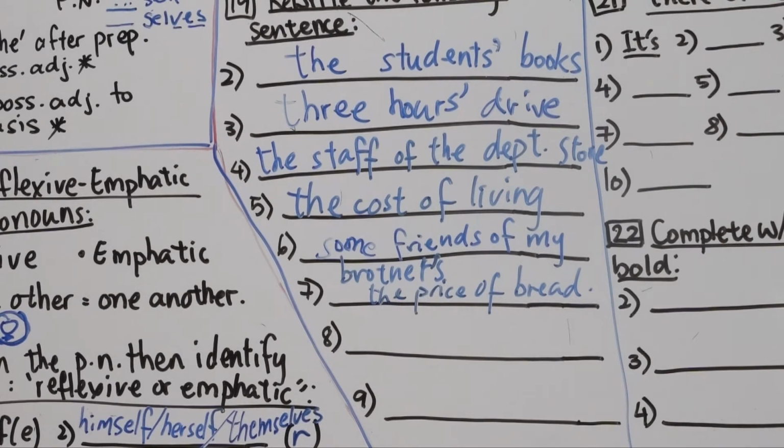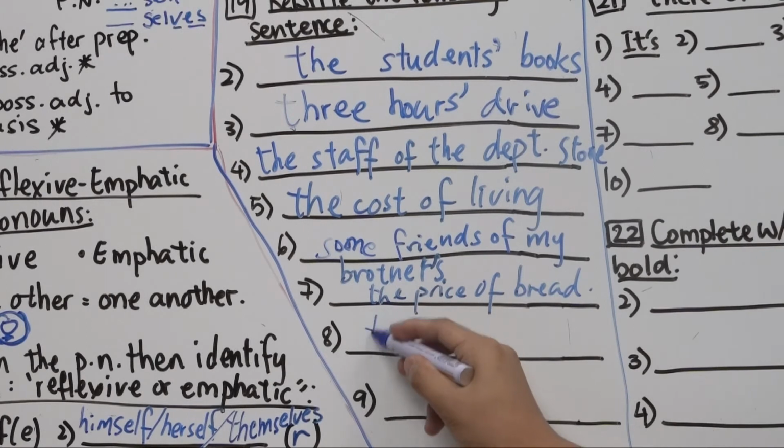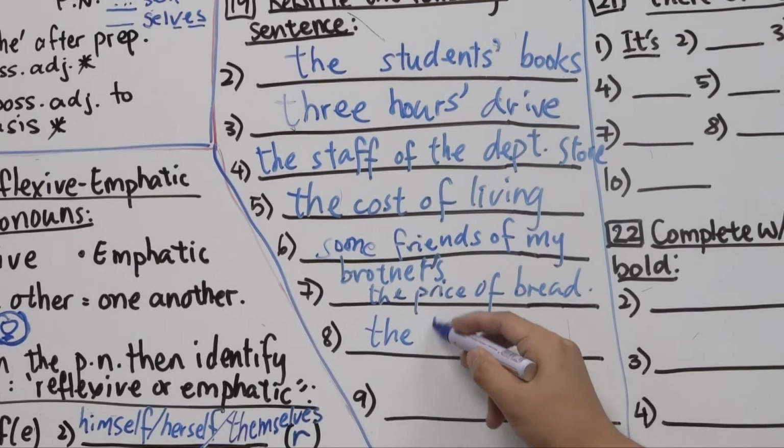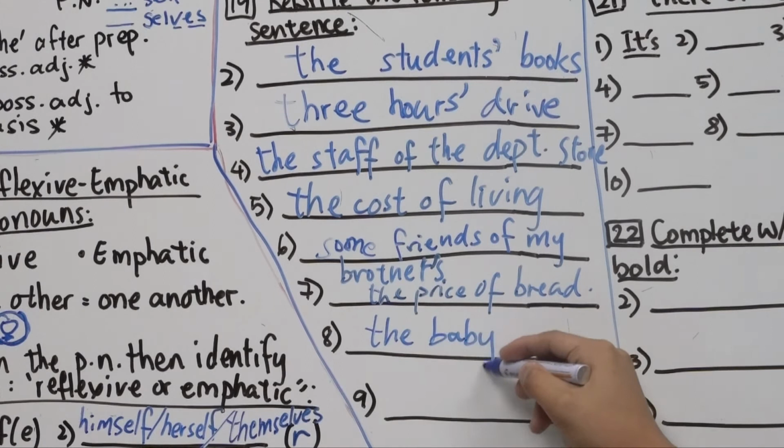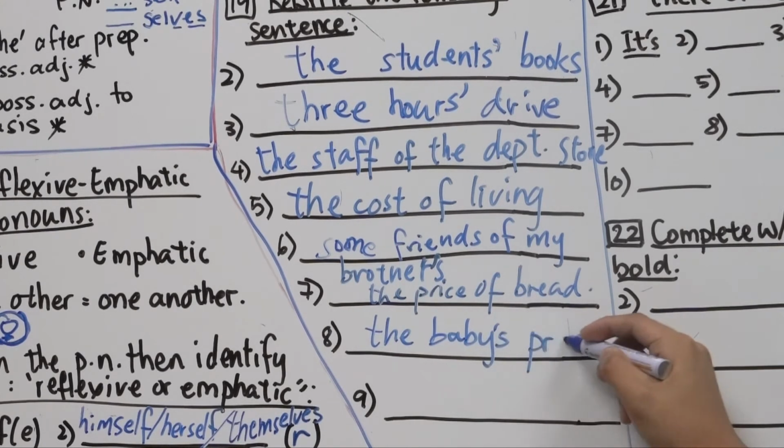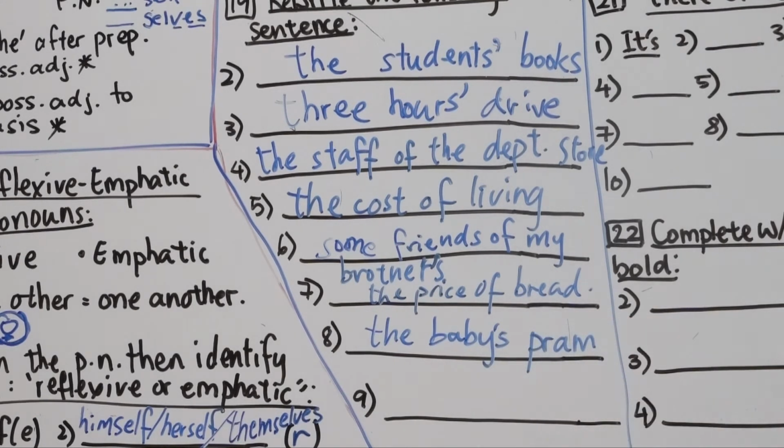Alright, number 8, the baby, the pram. Pram is the baby's, what do we call it here in Hong Kong? The trolley, I think, right? Or the thing that you put the baby in to push, right? Or to bring it around. We call that a pram, okay? So the baby's pram, right? We can't say the pram of the baby, right? So it's the baby's pram. Again, we do this why? For brevity, right? To make it short, but also concise.